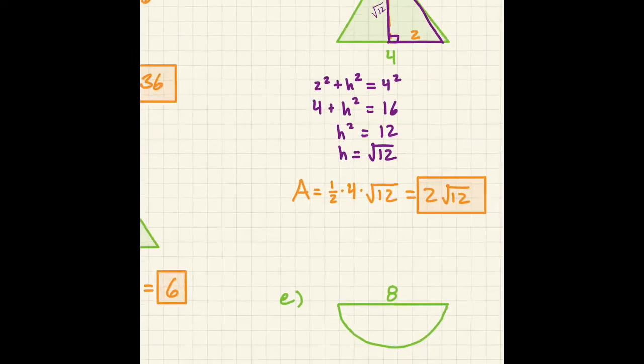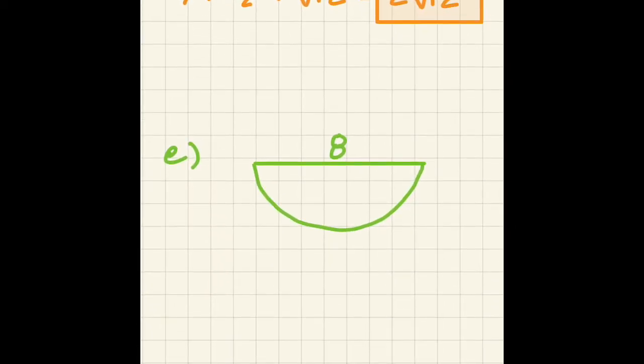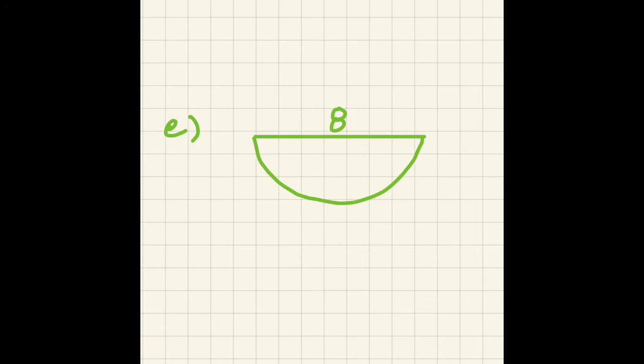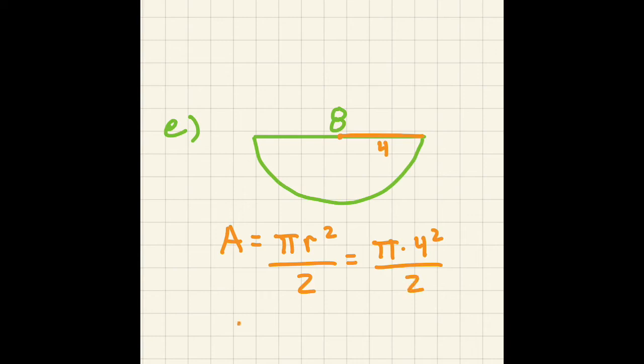All right. Moving down to letter E, we've got a half circle here, semicircle. And so we, again, can use our area formula of a circle, which is pi r squared. But then since it's only half the circle, I'm going to divide that all by 2. Once again, they give us the whole diameter, and so I know that the radius is going to be half as much, which is only going to be 4, and so then I'm just going to punch this in here. It's going to be pi times 4 squared all over 2, and so I end up with an area of 16 pi over 2, which gives me 8 pi square units.